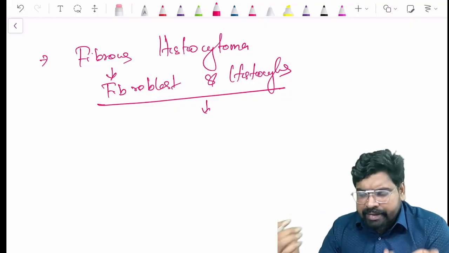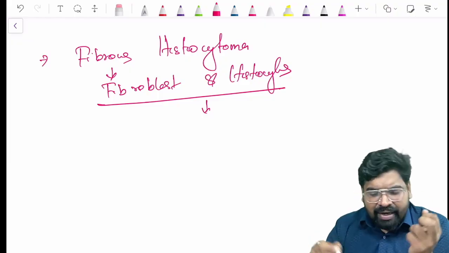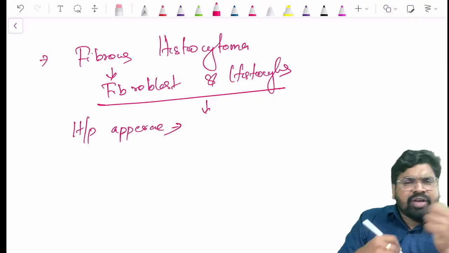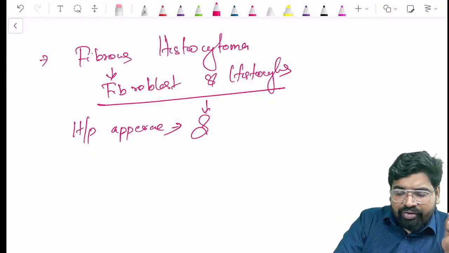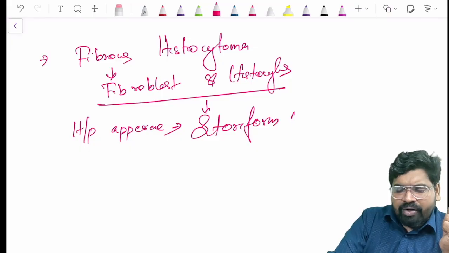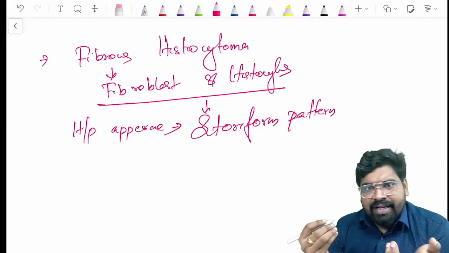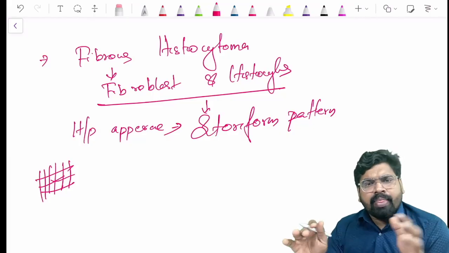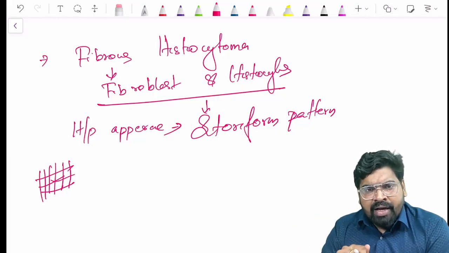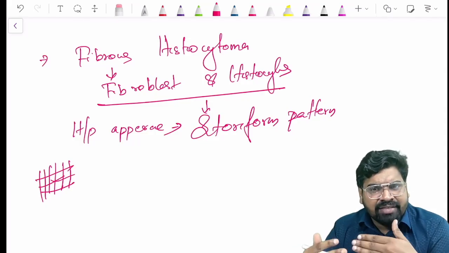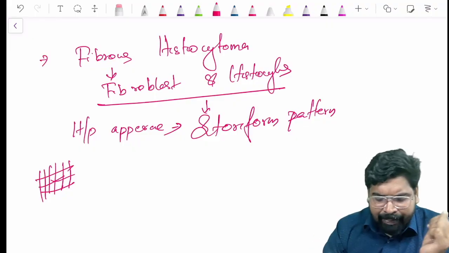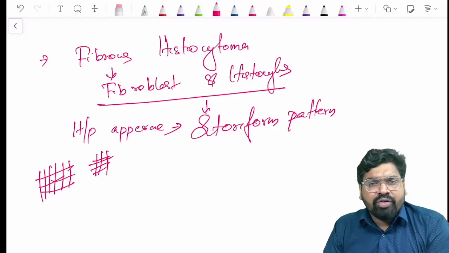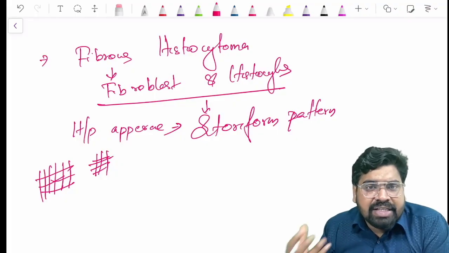Now what to learn in this is that there's a particular appearance, the histological appearance of this fibrous histiocytoma is that it will appear in a storiform pattern. What do you mean by storiform pattern? You have seen this straw mat, right? Mat which is made of straw, the straw mat made of grass. So the fibers will be arranged in such a fashion that it is like a straw mat pattern or storiform pattern. Okay, this pattern is seen in fibrous histiocytoma.